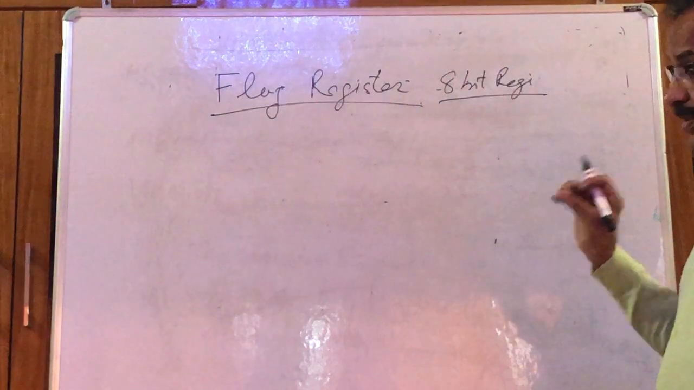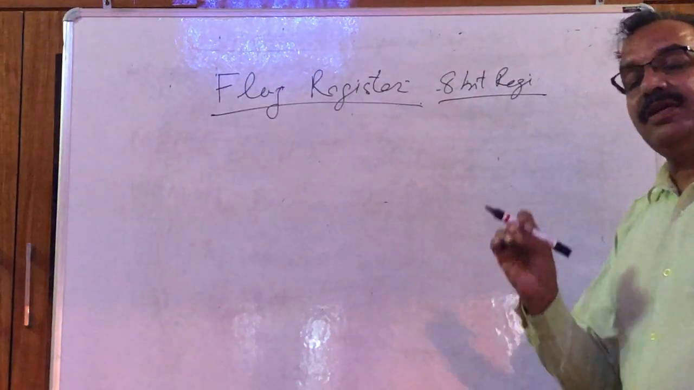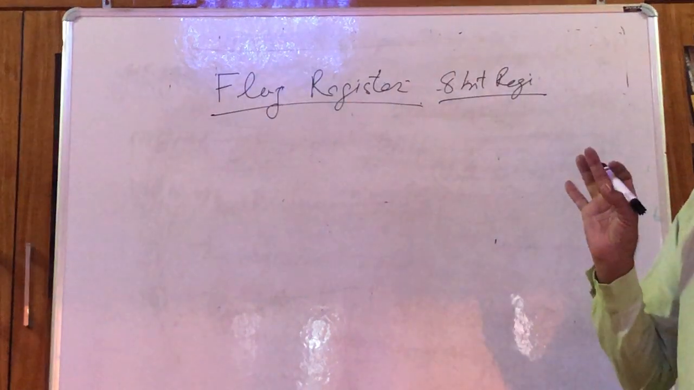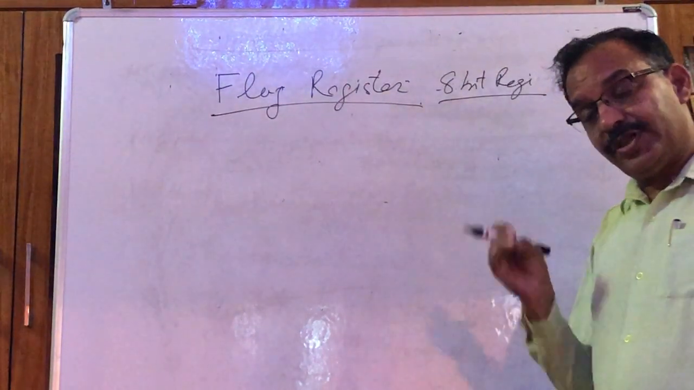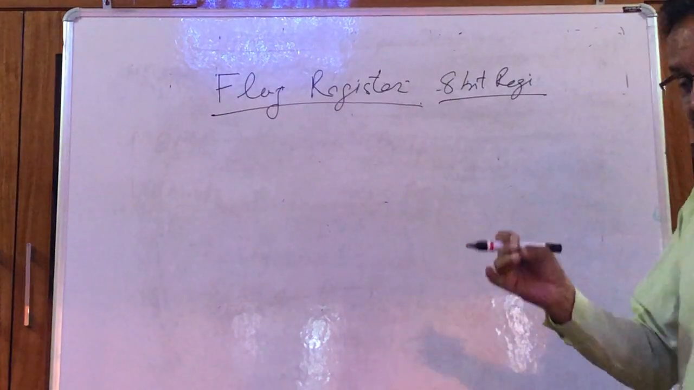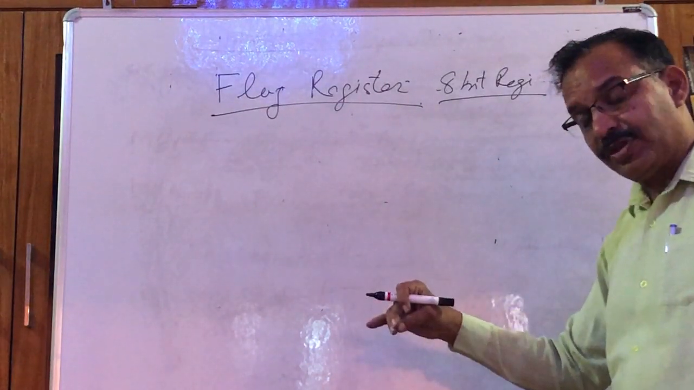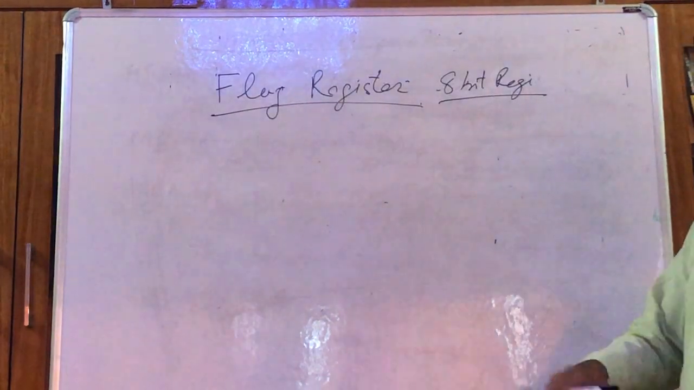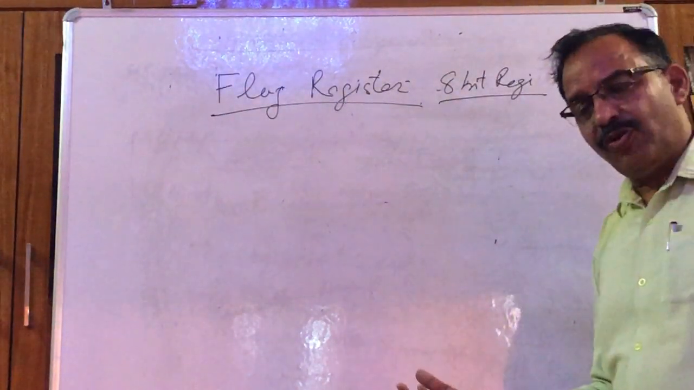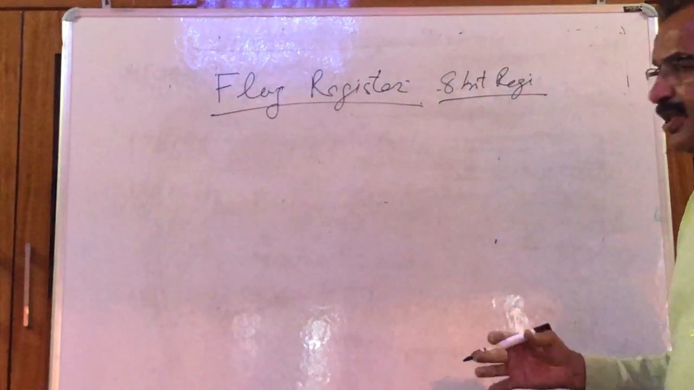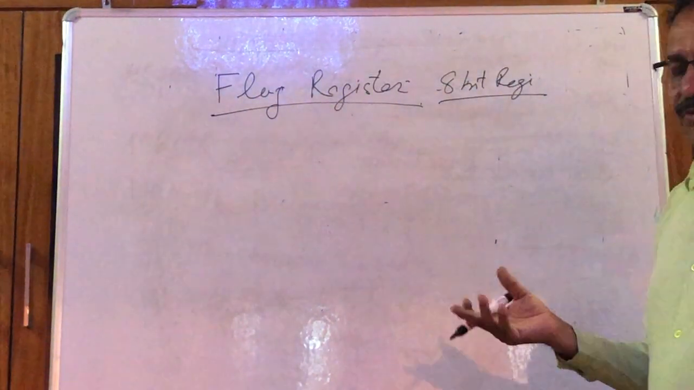The flag register consists of individual flag bits. Those flag bits represent the status of the result. Status of the result means whether the result is positive or negative, whether during that operation a carry is generated or a borrow is required for subtraction, whether the result is zero or non-zero, whether it is of even parity or odd parity, and whether overflow is there or not. Such status information of the result is reflected by the flag register. Different processors have different flag bits.